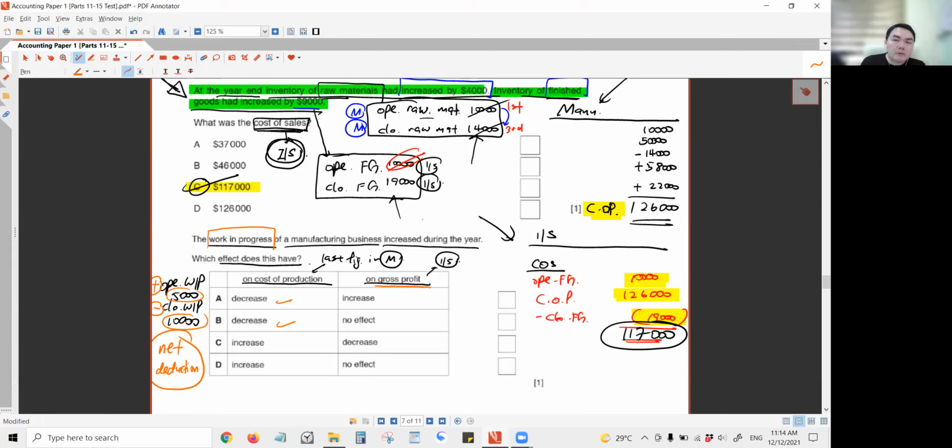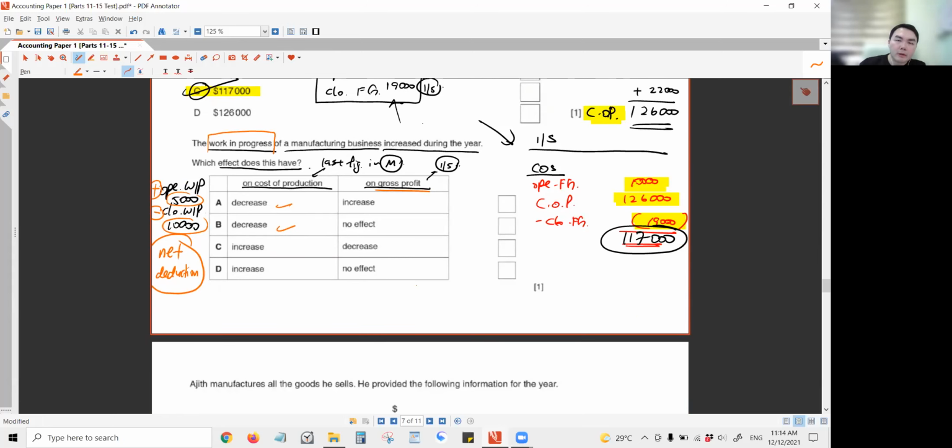Then gross profit, what about gross profit? You have to look carefully at the income statement. Cost of production is here, right? If cost of production decreases, they ask you what happened to gross profit. So recall here you have sales, let's say 200,000. Then you minus the cost of sales, then you get gross profit, right? So if cost of production becomes lower, then gross profit will be higher. Therefore, the answer is A.